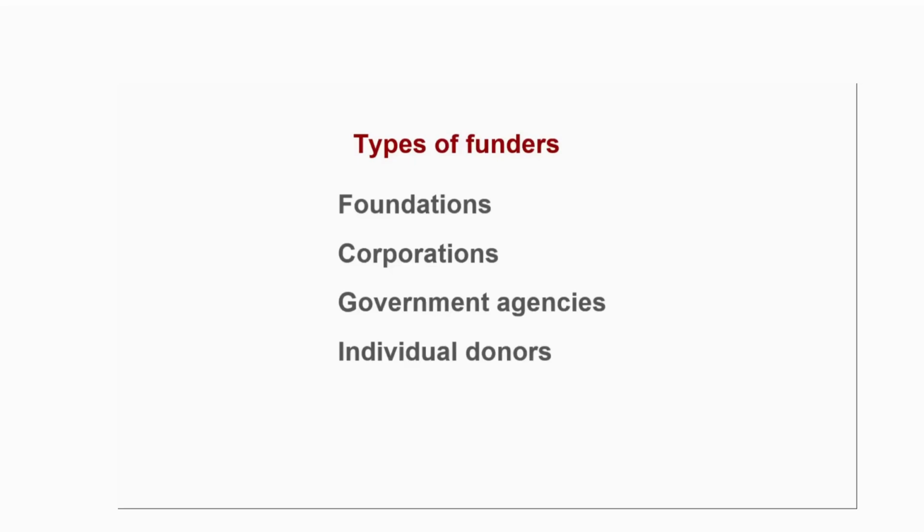Then the second type of funders, we have the corporations. Corporations are normally profit-making organizations that are involved in business activities. So we have examples in this category. We have banks. For example, we have the Bank of America. It's involved so much in philanthropy and will give funds for education, health, and so on.